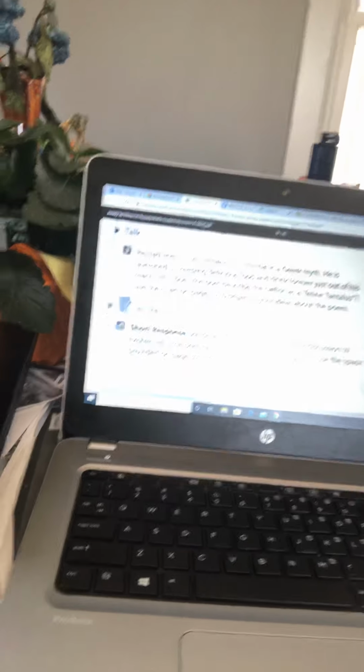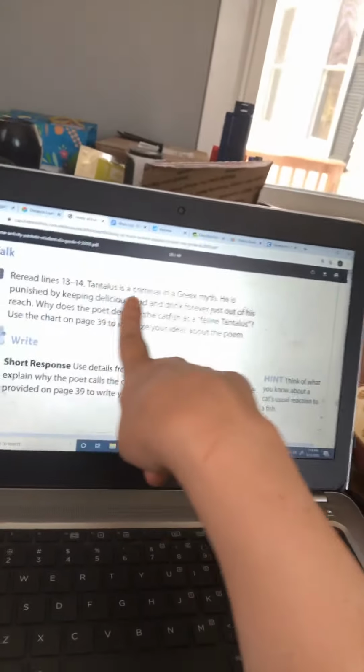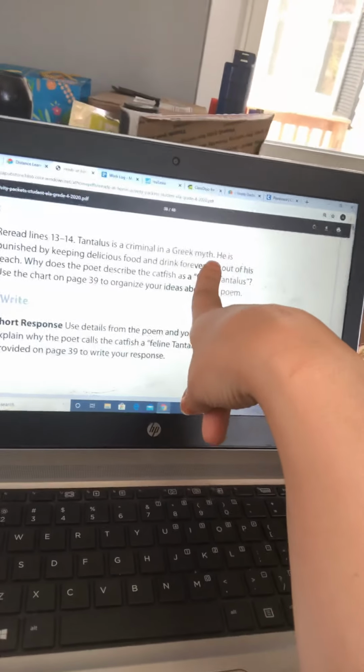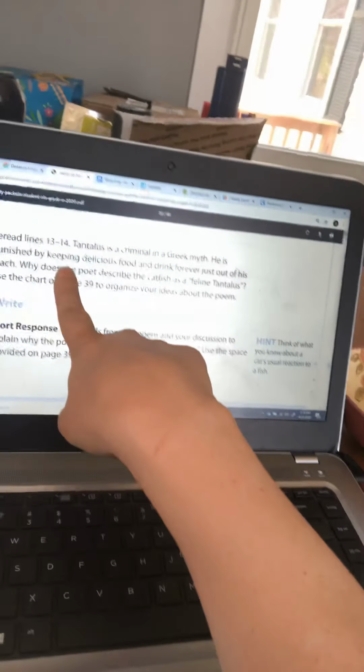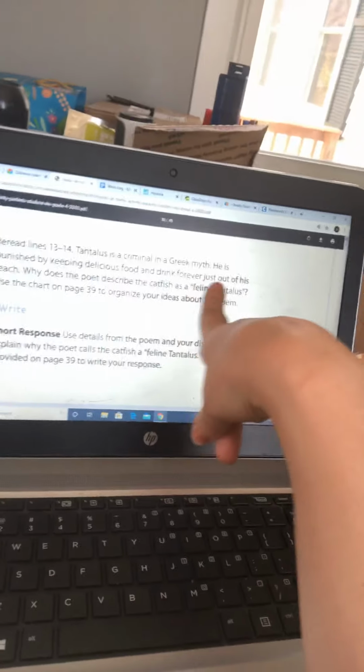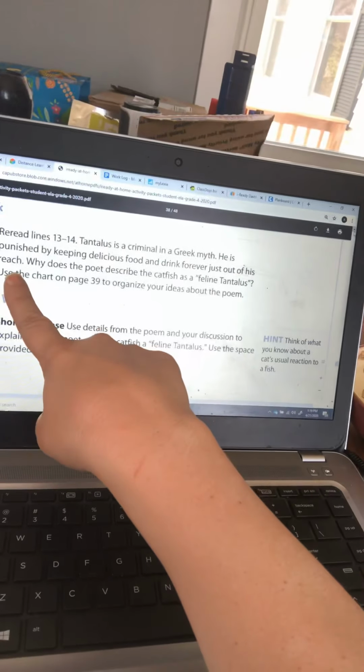What are we doing? Okay. A Tantalus, so now it's telling us what it is. A Tantalus is a criminal in a Greek myth. He is punished by keeping delicious food and drink forever out of his reach. So a Tantalus is a criminal in a Greek myth, punished by keeping delicious food out of his reach.